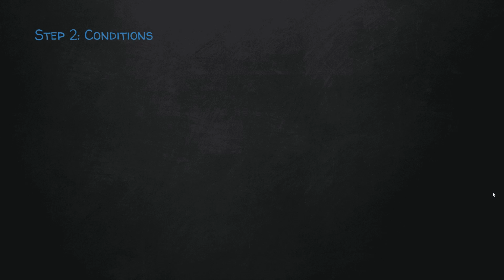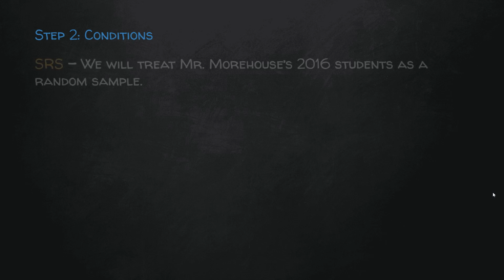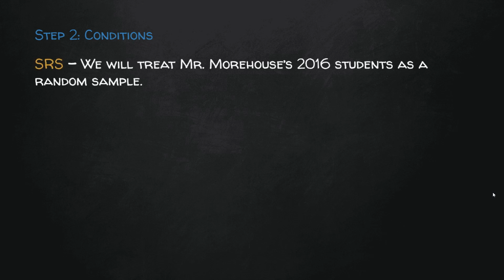Step two is the conditions. There are three conditions here. The first one is that we have a random sample. Now, this was not a simple random sample since Mr. Morehouse's class is a convenient sample, but we're going to kind of pretend for this problem. Normally, in the problem itself, it'll say that we took a random sample, but we're going to gloss over this one for today.